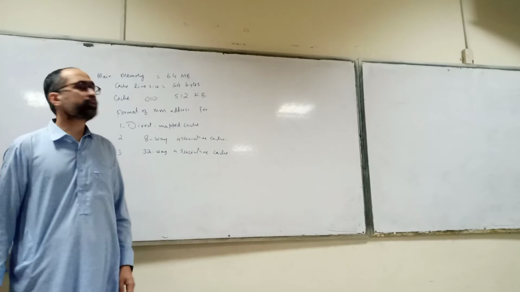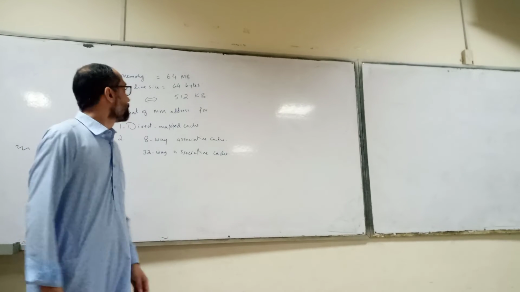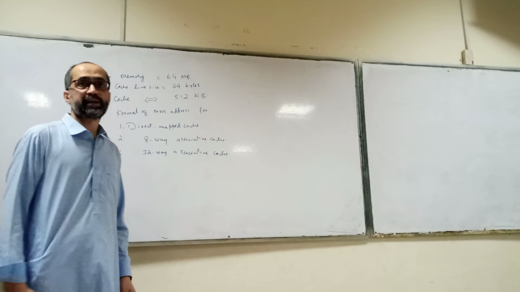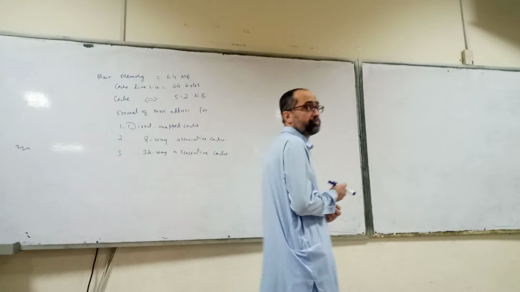Okay, so now we are going to solve a problem. Let's assume we have a main memory of 64 MB. The size of the memory is 64 MB. The cache line size is 64 bytes.